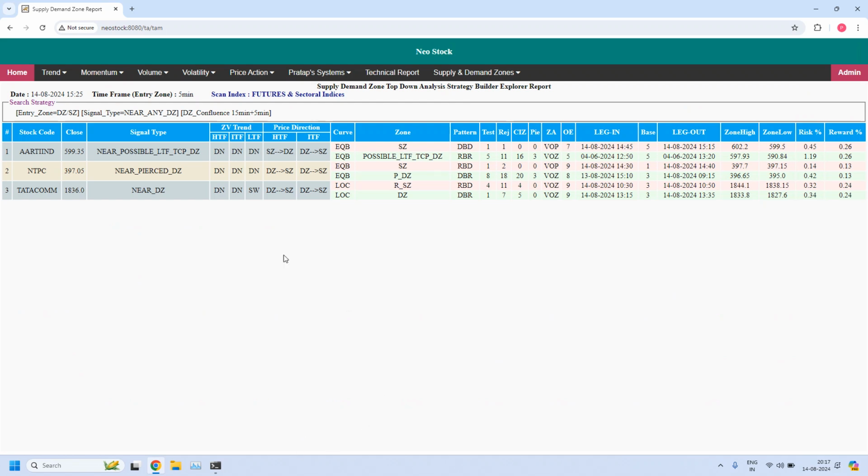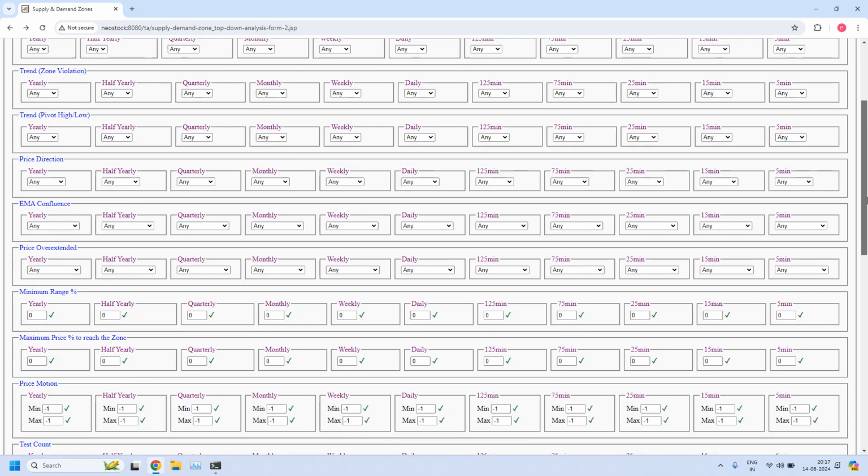Out of these 3, 2 are already pierced. NTPC is pierced and Aarti Industries is pierced. Only Tata Communication is not pierced, but also tested. But let us verify whether this 5 minute zone is also having confluence with HTF time frame.